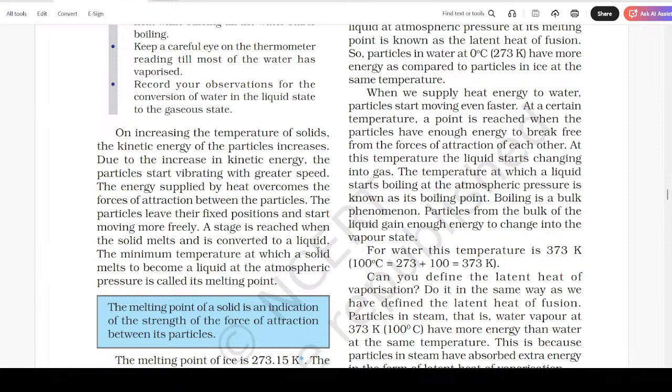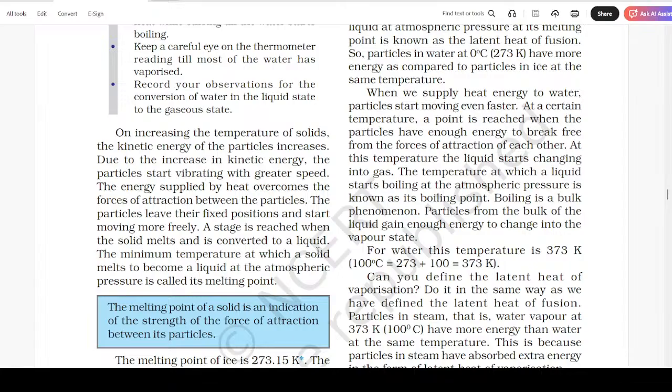At this temperature, the liquid starts changing into gas. The temperature at which a liquid starts boiling at the atmospheric pressure is known as its boiling point. Boiling is a bulk phenomenon. Particles from the bulk of the liquid gain enough energy to change into the vapor state. For water, this temperature is 373 Kelvin. 100 degrees centigrade is equal to 373 Kelvin.